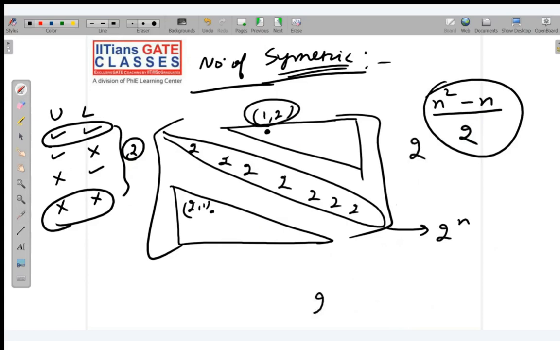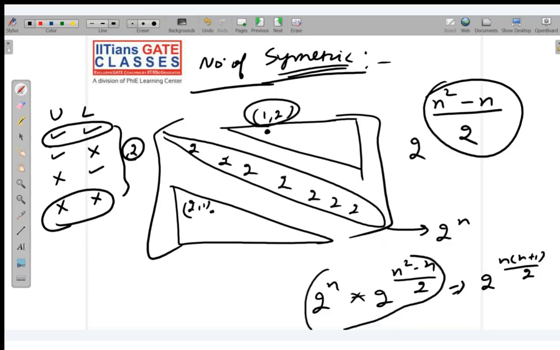So finally what will be our answer? 2 power n multiplied by 2 power (n square minus n) by 2. Any doubt? No, sir. So finally what we will get, this n will be added, so it will be 2 power n into (n plus 1) by 2. Sir, I didn't understand the last point. Okay, so the n into n plus 1 by 2, this I understood, sir.